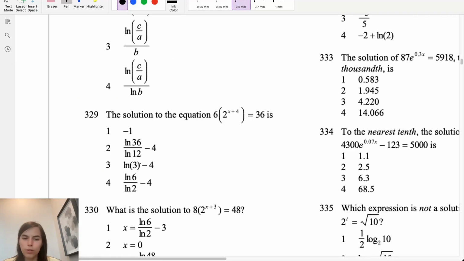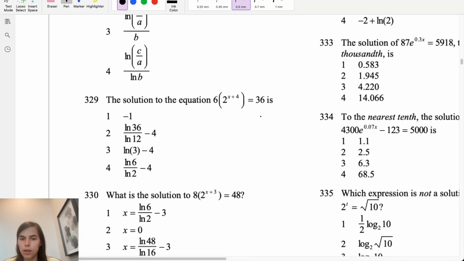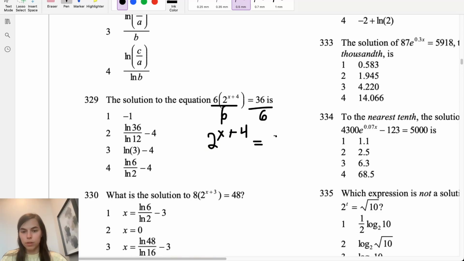So I want to do this one now because this one looks a little bit different. The equation looks the same, just different numbers obviously, but the answer choices now have ln in them. So there's going to be one extra step we're going to need to do with these ones in order to make sure we get the right answer. So let's start the same way, divide by 6 on both sides. We'll end up with 2 to the power of x plus 4 equaling 6.